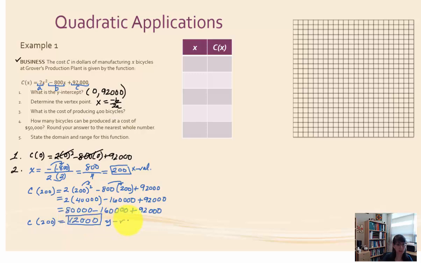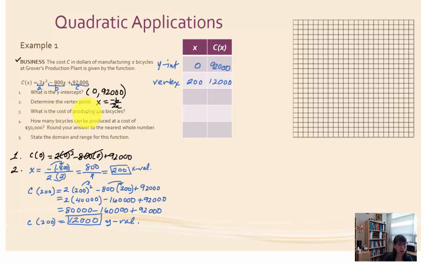So this is the y value of the vertex point. Let's place these ordered pairs in our table so we won't need to be hunting for those later. In question 1, we had an x value of 0 and our output was 92,000. And we just now generated the vertex point. When the x value was 200, our output was 12,000. Okay, so I'm just going to make a note. That's the vertex. And that first ordered pair was our y-intercept.